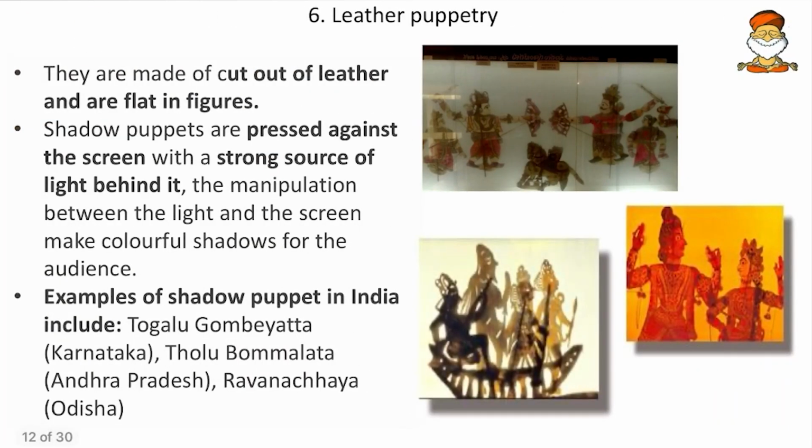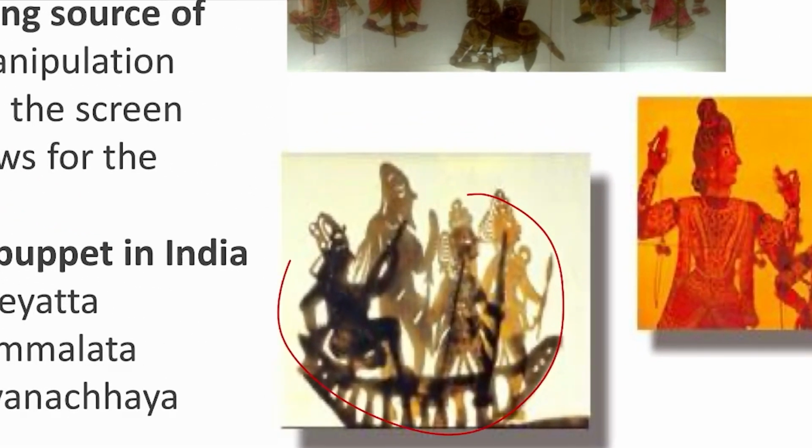Then come to next, leather puppetry. So they are made up of the cutout of leather and are flat in figures. And this leather puppetry is also a shadow puppetry as well. And the shadow puppets are pressed against the screen with a strong source of light behind it, and the manipulation between the light and the screen makes the colorful shadows for the audience. So here we can see how the shadow puppetry is being done, and the dolls made of leather are used.